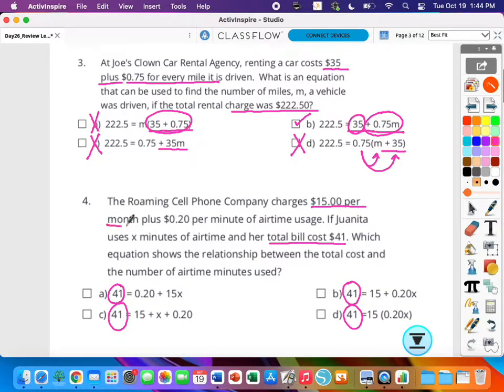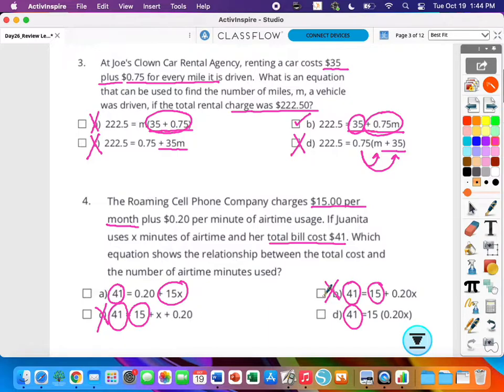$15 per month. $15 per month means 15 times the number of months. Since it doesn't tell us how many months in here, we're going to go with 15 times the variable, or 15x. If you look in A, we got 15x right here. C just has 15. That's not multiplied by anything, so you know C is out. 15 has to be the coefficient in your problem. B, you have a constant of 15, not a coefficient, so B is out. And then D says 15 times 20 cents times X. So that's real messed up, okay?